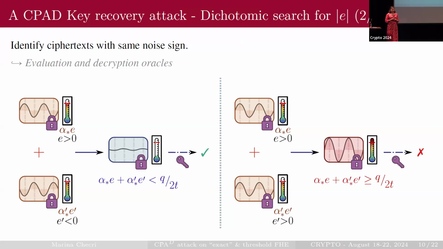So let's consider two ciphertexts with large noise alpha E and alpha prime E prime, such that the sum of their absolute value is greater or equal to q over 2t. The trick is to simply add homomorphically these two ciphertexts, getting a new ciphertext with noise alpha E plus alpha prime E prime that will correctly decrypt to 0 if E prime and E have different sign, because the sum remains below q over 2t, and will erroneously decrypt to 1 otherwise. And so we have identified a set of ciphertexts with the same unknown noise sign.